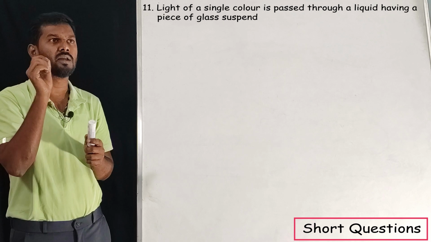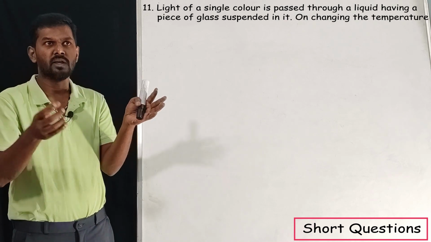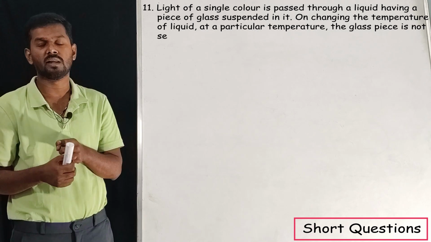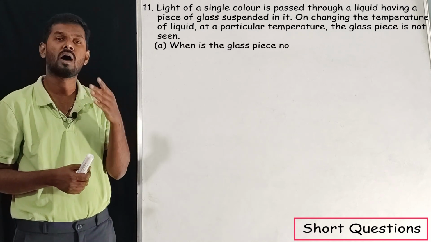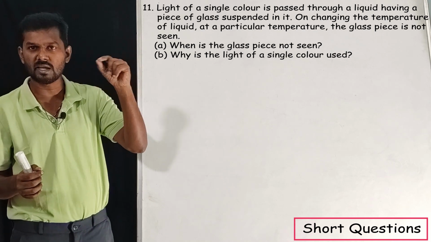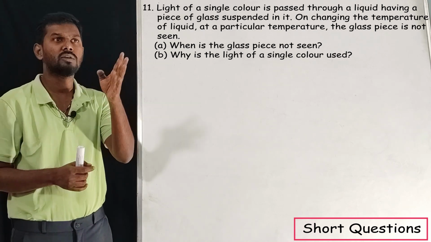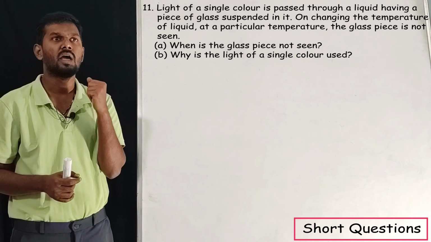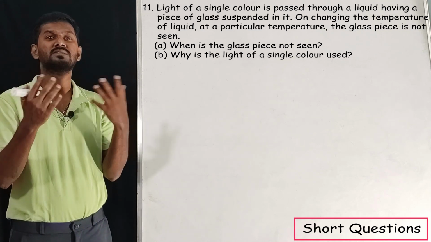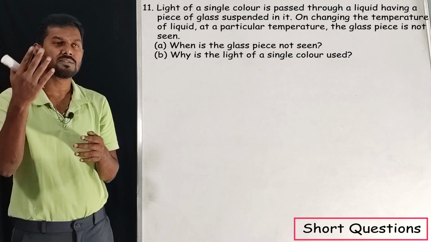Our next question: light of single color is passed through a liquid having a piece of glass suspended in it. That means there is a liquid, inside that liquid there is a glass piece, and light of single color. They may use single color or monochromatic light, both are the same. Now they are passing single color light in that liquid. On changing the temperature of the liquid, at a particular temperature, the glass piece is not seen.